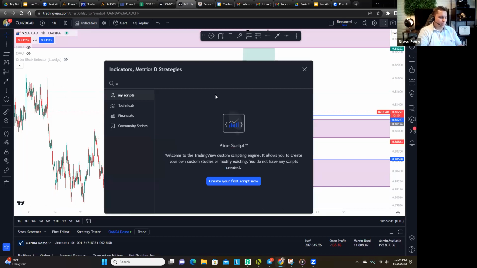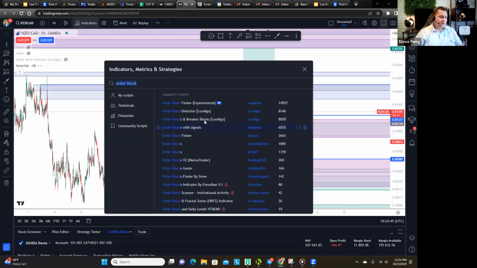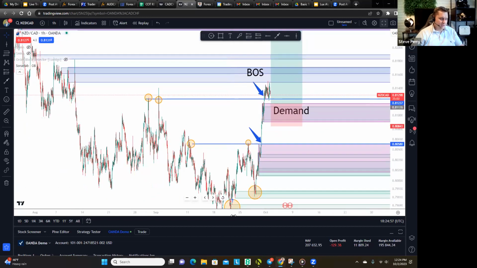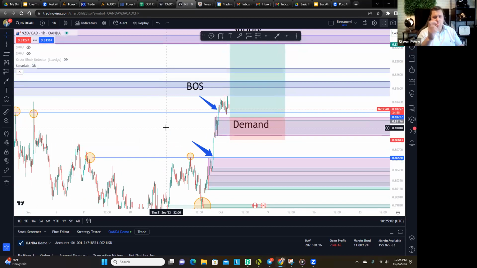Now I like other order block indicators. So I search order blocks again, order block. And then the one I also like is this one from Sonar Lab. I like this one. It's kind of nice to have a variety of different order blocks, because if you have a variety, then maybe one indicator catches a certain place because they calculate it differently. I'm not exactly sure how they all do it.